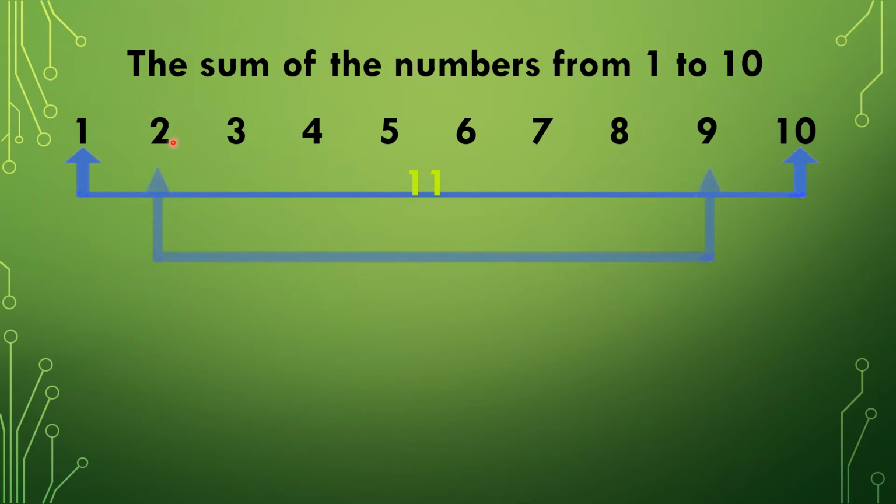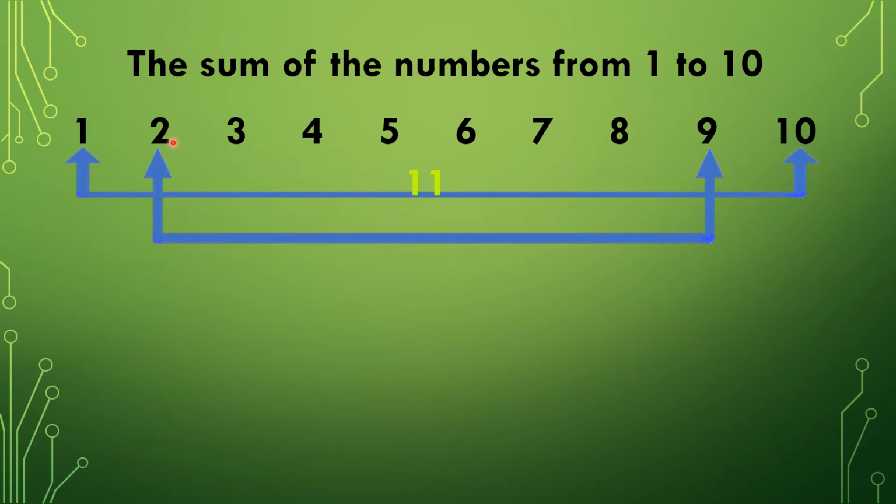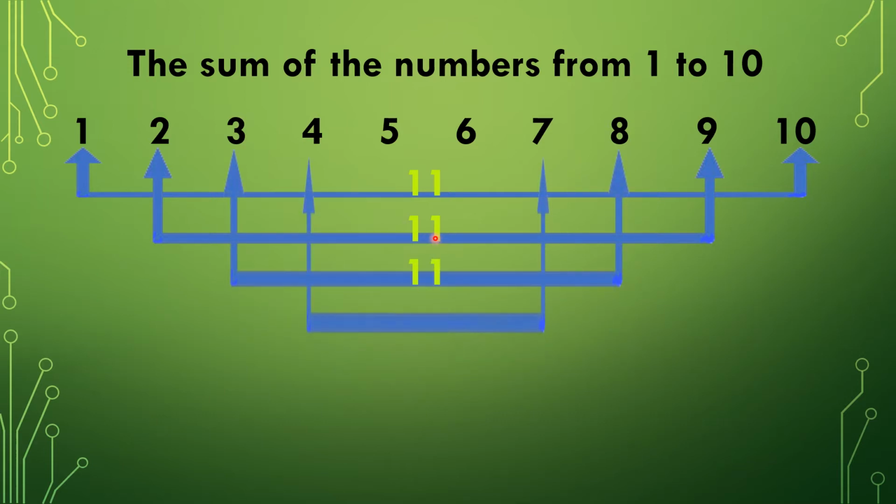Followed by the next pair of terms, 2 and 9, which is also 11. 3 and 8 is also 11. 4 and 7 is also 11. And 5 and 6 is also 11, where the total sum is 55.